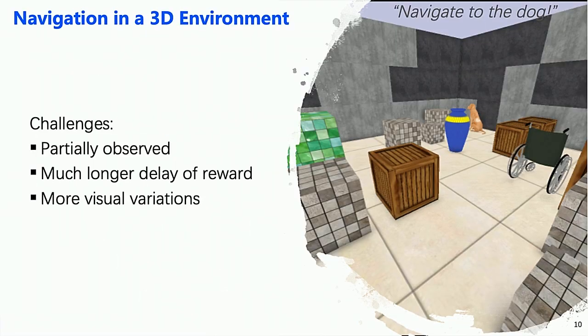Now we change the problem a little bit. In previous work, we had this agent trying to do things in the 2D environment. Here we want to move to a more realistic 3D environment. In this 3D environment, there are several challenges. One is that it's partially observed, because the agent cannot see everything in the environment. The second is that the action is more fine-grained and it takes much, much longer to get the reward, which makes the reinforcement learning much more difficult. The third challenge is that because it's a 3D environment, the visual part contains lots of variations compared to the 2D environment.